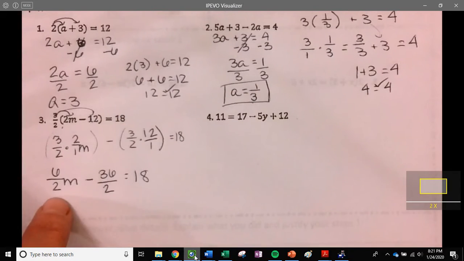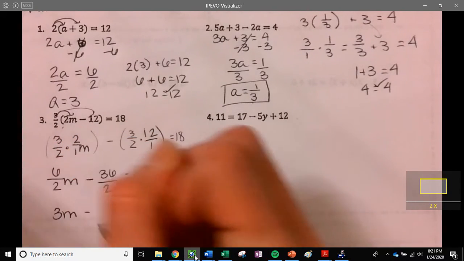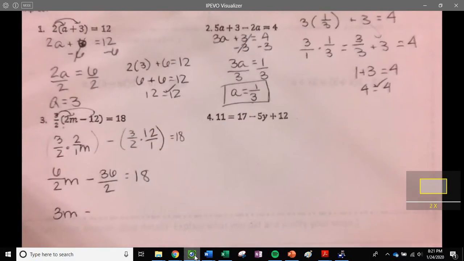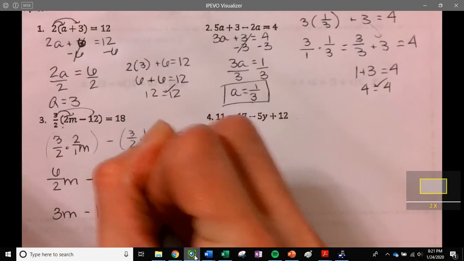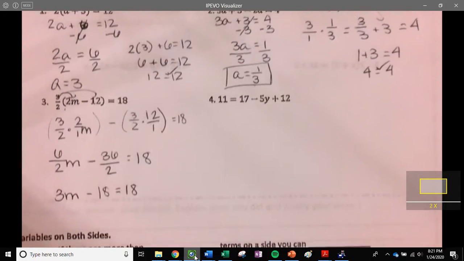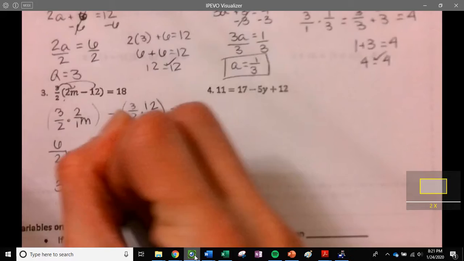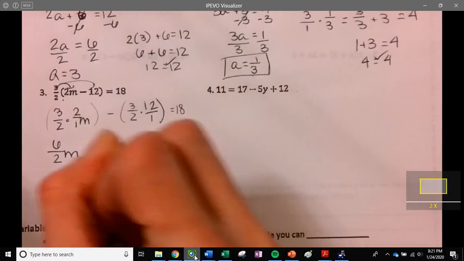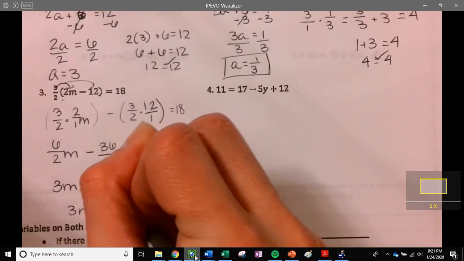So can we reduce? I think we can, right? What's 6 divided by 2? Well, that's 3. And what's 36 divided by 2? Well, that's 18. Okay, here we are. We have arrived at a two-step equation. Add 18, add 18. We get 3m equals 36.